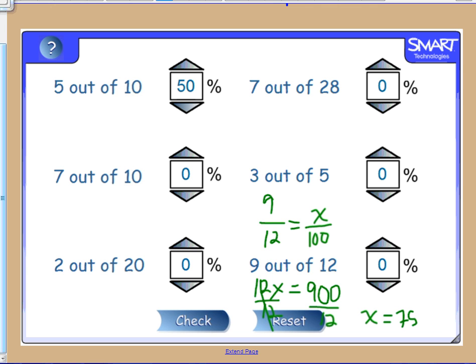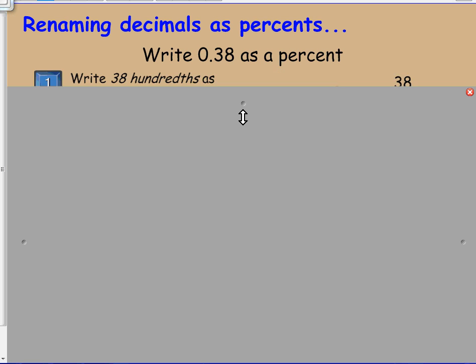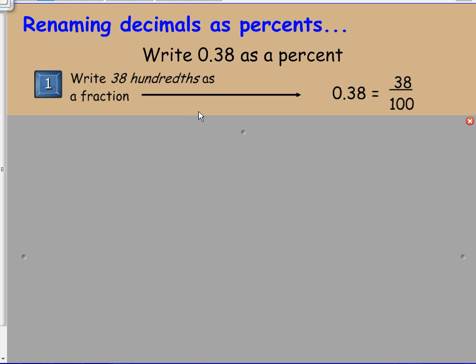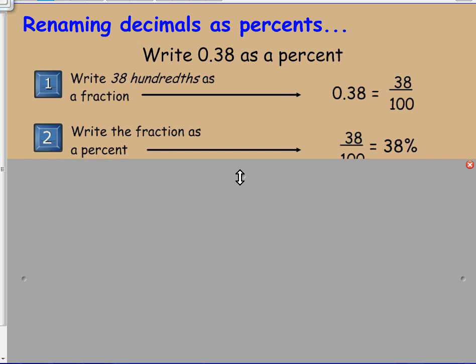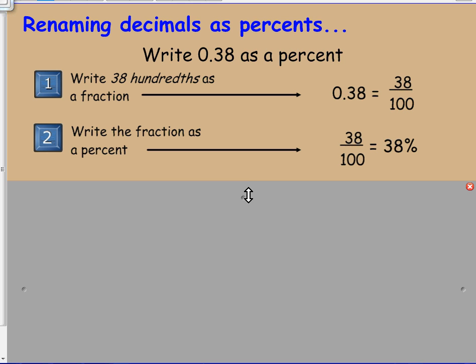All right. Next up, we have renaming decimals as percents. This is a very, very simple process. If I were to take this example here, I have 0.38, and I want to write that as a percent. So I can actually write the 38 hundredths as a fraction. So I can say 38 out of 100. That could be my first step. And then that percent, 38 out of 100, equals 38%. All right? That's the long way to do it.